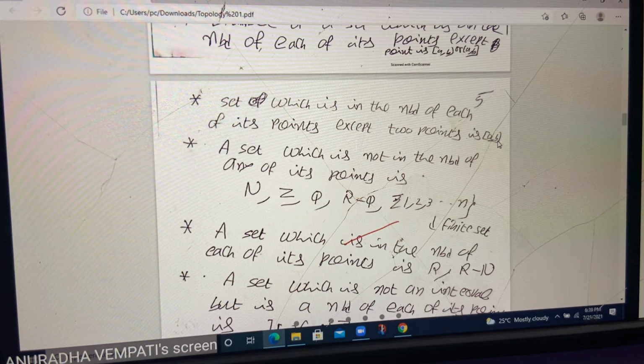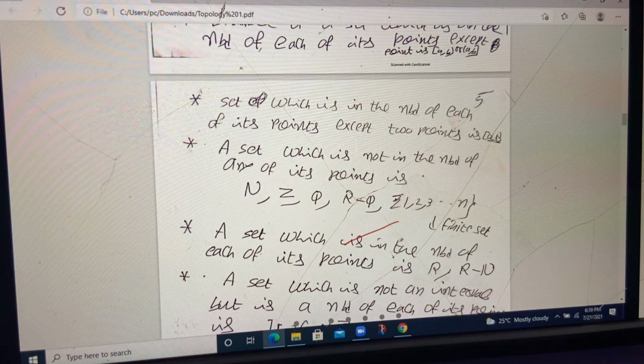So a question comes in the exam: which of the following are examples of the sets which are in the neighborhood of every point except 2 points? Like that, an option will be asked. So you know that a set means it is an interval. So you can record it as a set as well as an interval. So an interval in which every point is an interior point except 2 means closed. Like that. Next one. A set which is not in the neighborhood of any of its points.